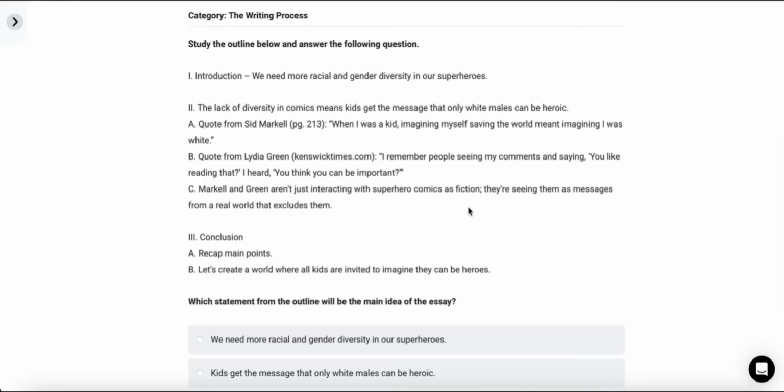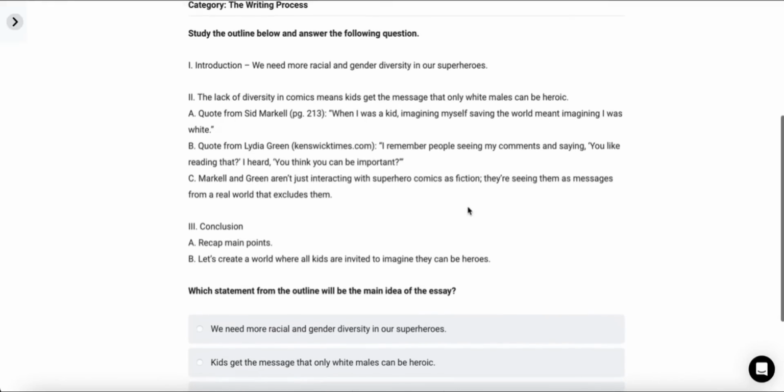Study the outline below and answer the following questions. Introduction. We need more racial and gender diversity in our superheroes. The lack of diversity in comics means kids get the message that only white males can be heroic. Quote from Sid Markle, page 213. When I was a kid, imagining myself saving the world meant imagining I was white.